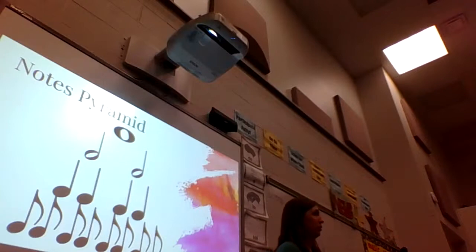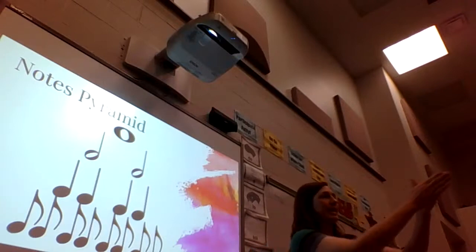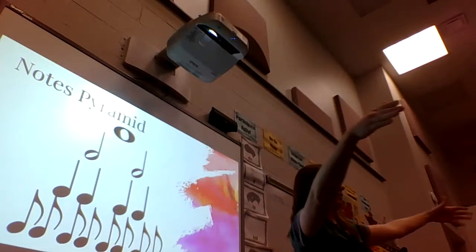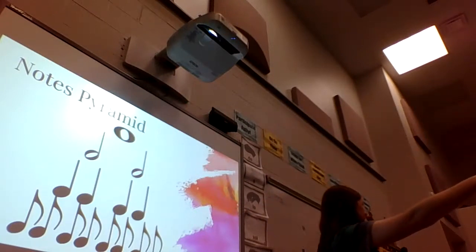So we're talking about note values, right? Rhythm is how we take musical time from the beginning of the song to the end of the song, the amount of time that takes up.